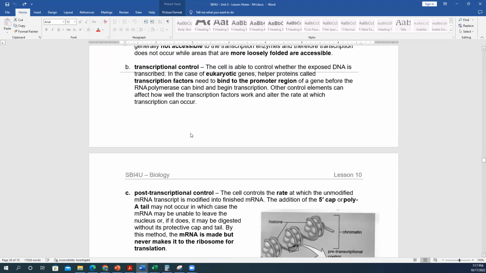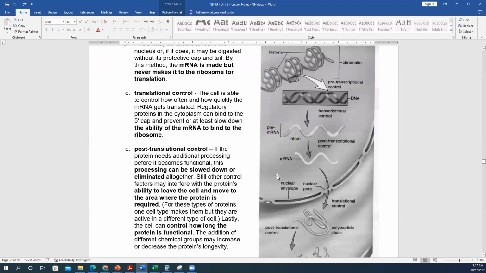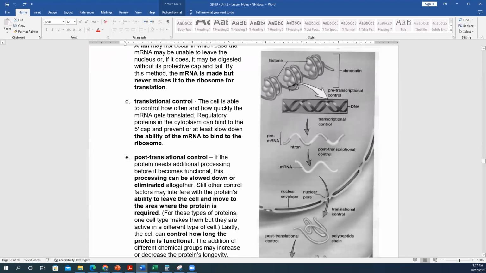Actually, maybe we should just zoom in on this picture here, and we can talk about pre-transcriptional control. So it would be here at the level where the cell is able to control just how much DNA gets exposed to the transcription machinery, to the transcriptional enzyme.